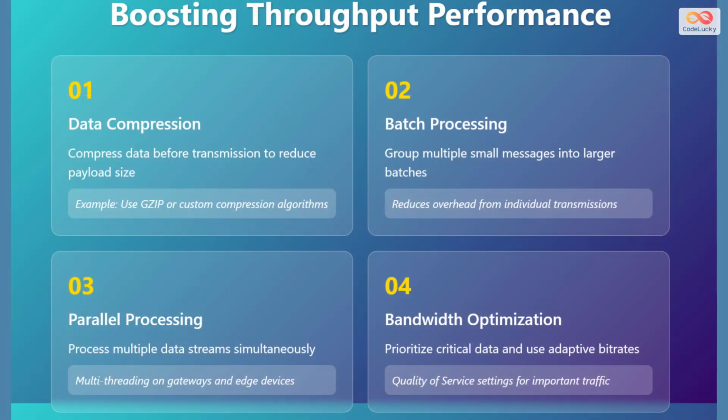To boost throughput performance, consider implementing these four strategies. First, data compression reduces payload size by compressing data before transmission using techniques like gZIP or custom compression algorithms. Second, batch processing groups multiple small messages into larger batches, reducing overhead from individual transmissions. Third, parallel processing handles multiple data streams simultaneously through multi-threading on gateways and edge devices. Fourth, bandwidth optimization prioritizes critical data and uses adaptive bitrates through quality of service settings for important traffic.